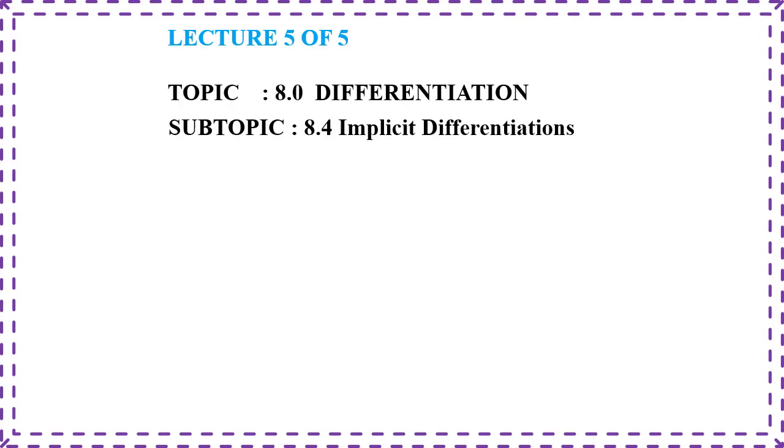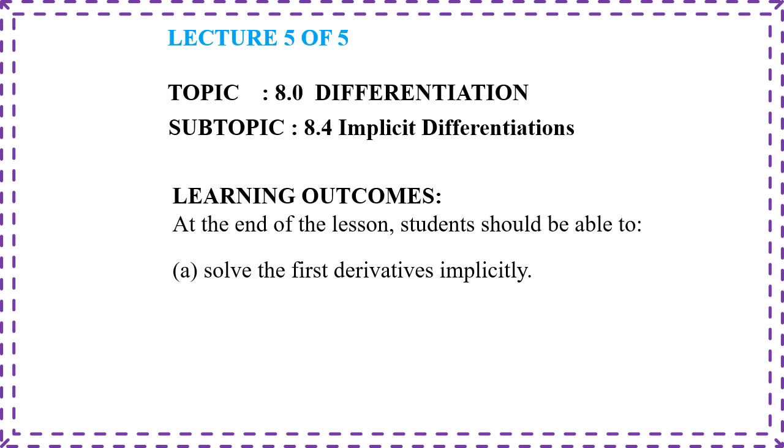So today we are going to continue with the last lecture for chapter 8, which is going to discuss 8.4 implicit differentiation. For this lesson, students should be able to solve the first derivative implicitly. Previously, all that we did for differentiation was differentiating explicitly. For this learning outcome, we are going to focus on implicit differentiation.